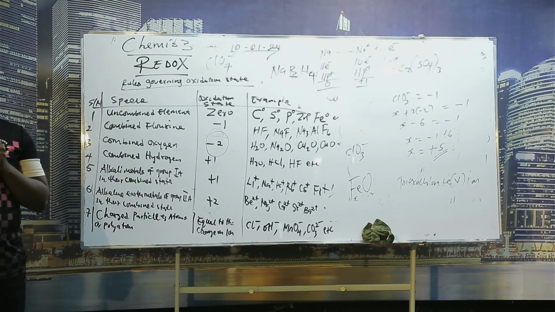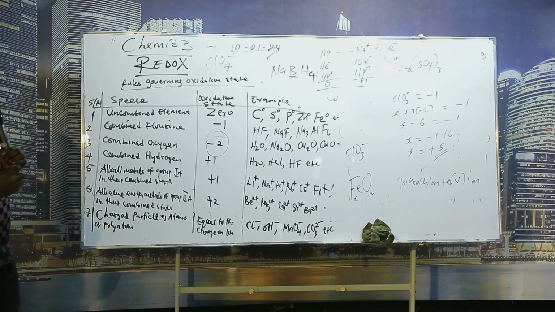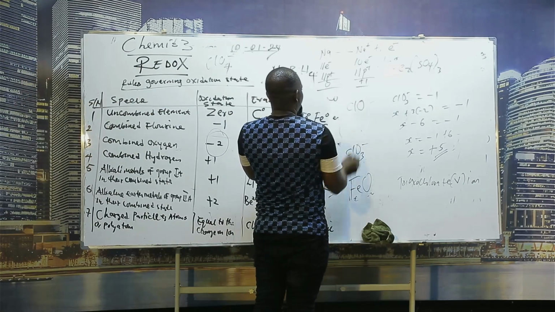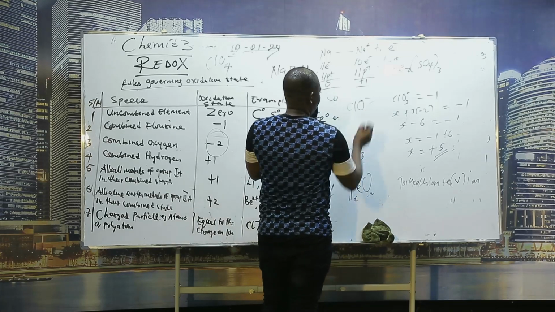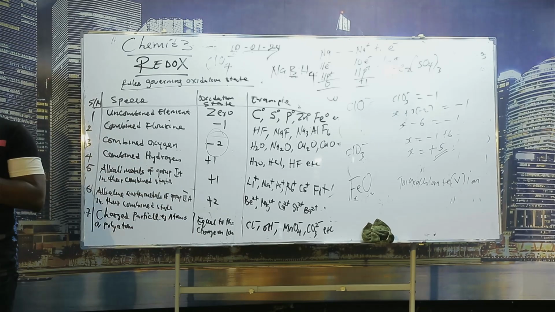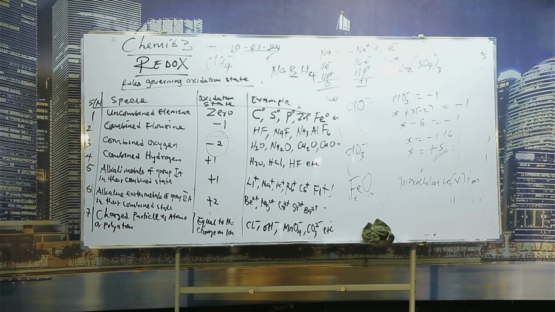Tetraoxochlorate what? 7 what? Ion. What is the oxidation state of chlorine in ClO minus?